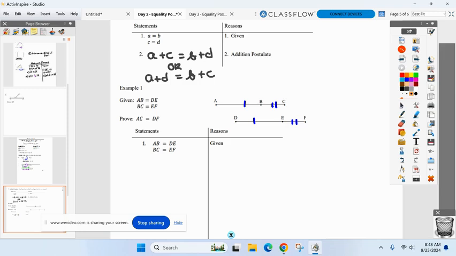AB and DE are equal, BC and EF are equal. But I want the whole thing's equal. How do I get the whole thing's equal? What do I need to do to what I've given you here? What do I do with these two pieces to get to AC, these two pieces to get to DF? Put them together, right? AKA, what did I just show you? Put them together, what did we have?